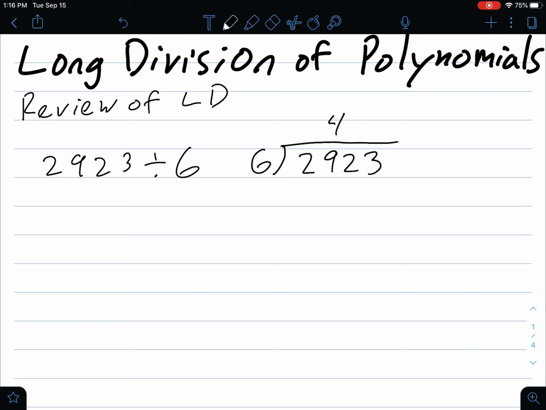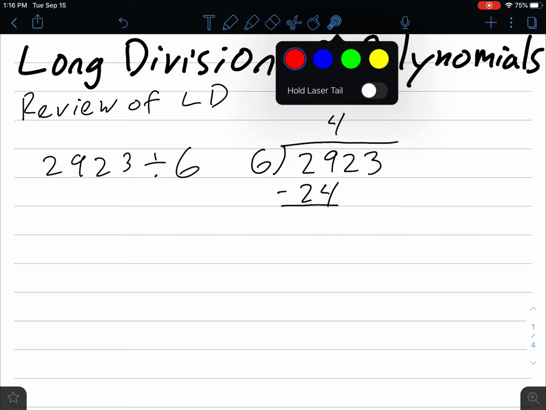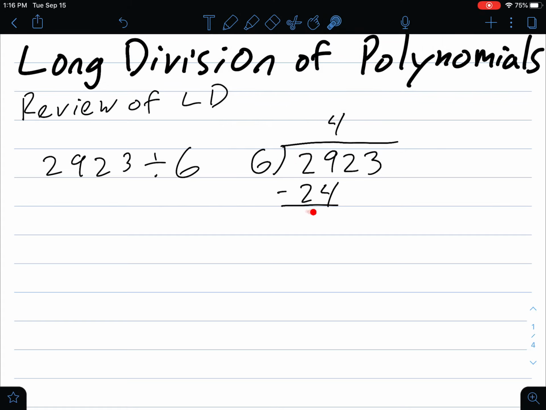So next up is multiplication. 6 times 4 is equal to 24. Remember, we are taking this 4, multiplying it by 6 to get 24. Next up, after that multiplication, is subtraction. We're only looking at 29 minus 24. We're not looking at the whole 2923. Remember, this is the process of long division. 29 minus 24 is equal to 5. And the next step is to bring down this 2.